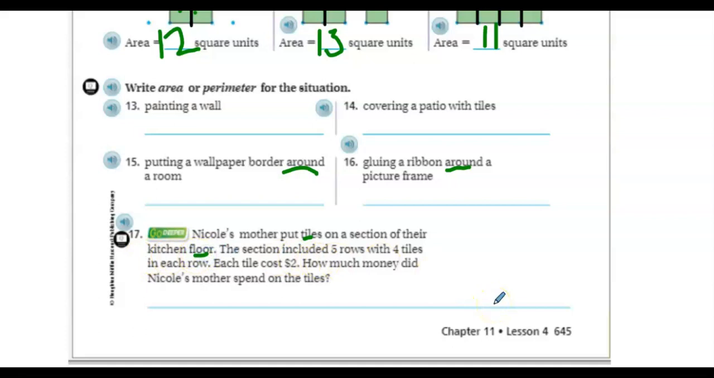The section included 5 rows of 4 tiles. So it's 5 groups of 4 in each row. Each tile costs $2. How much money did Nicole's mother spend on tiles? So if you have 5 rows with 4 tiles, so you have 1 row, 2 rows, 3 rows, 4 rows. I'm sorry, 5 rows. And in each row you have 4 tiles.